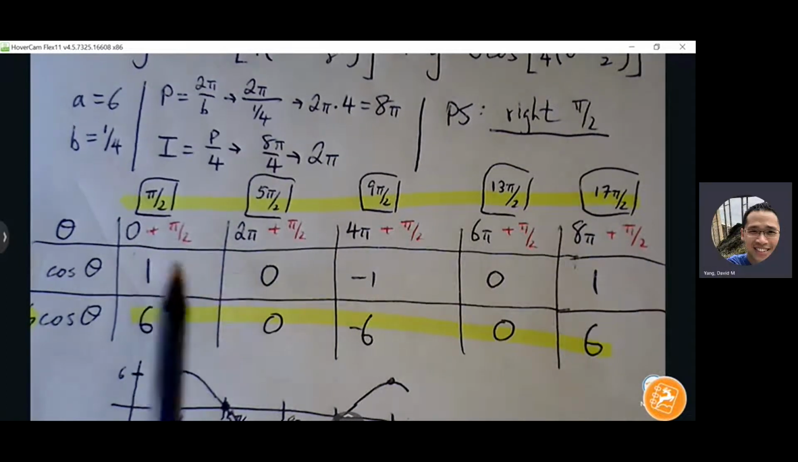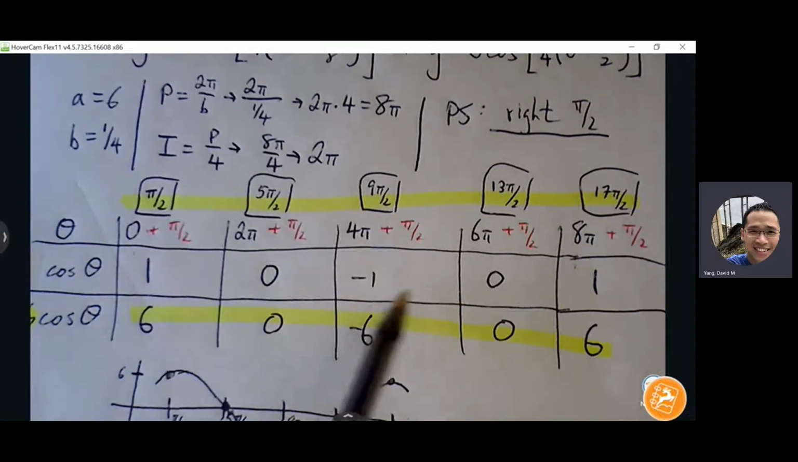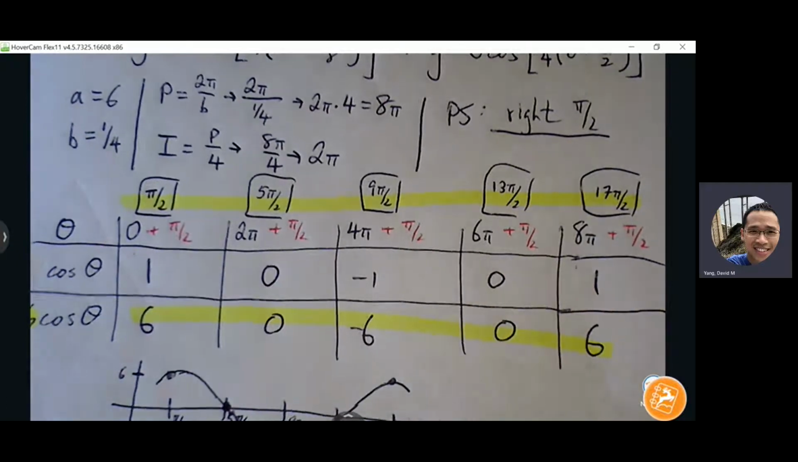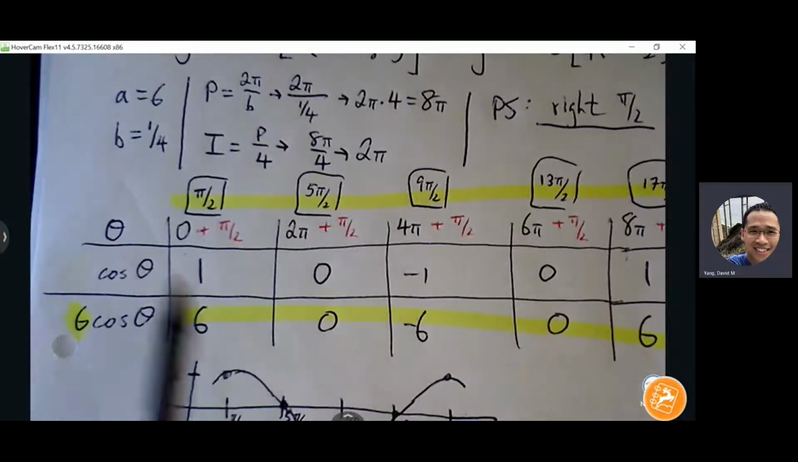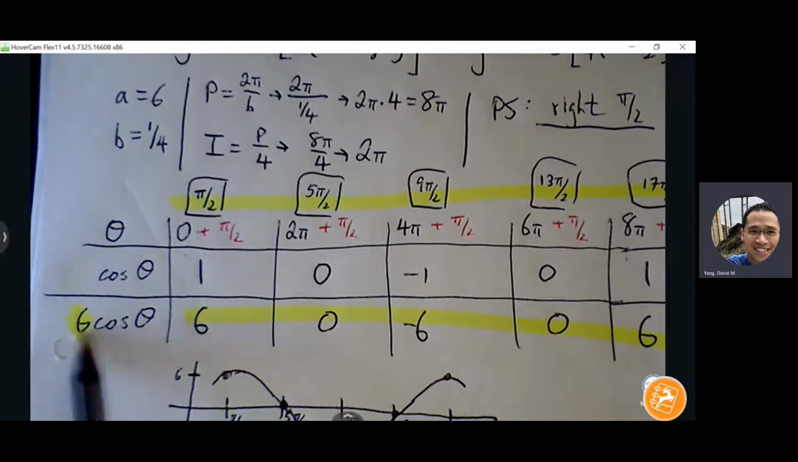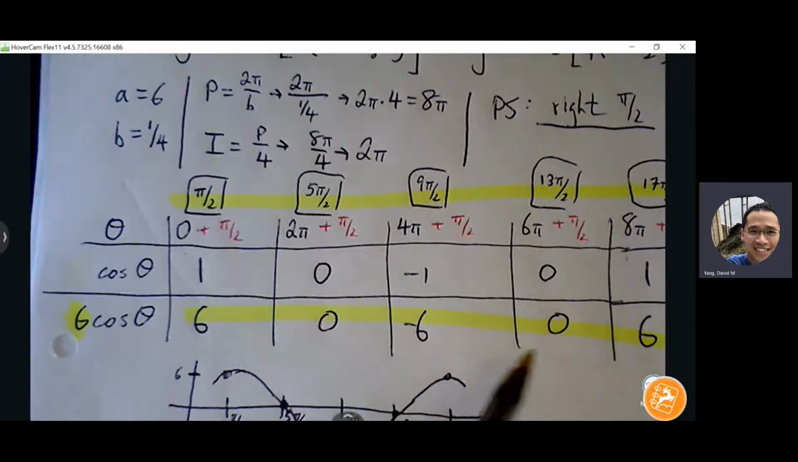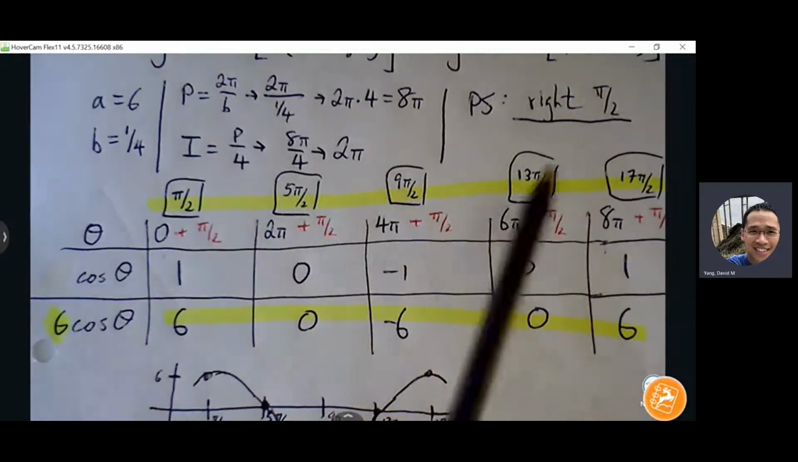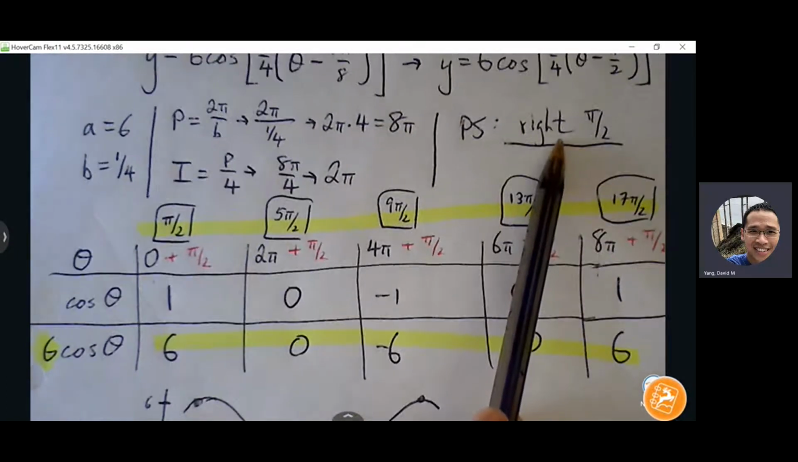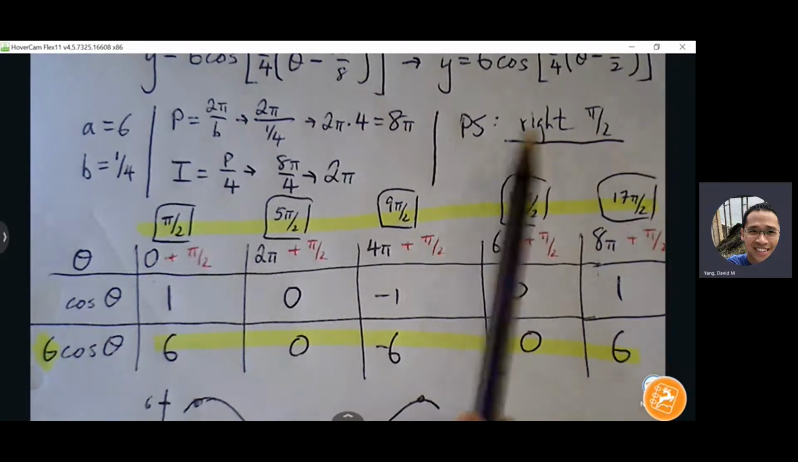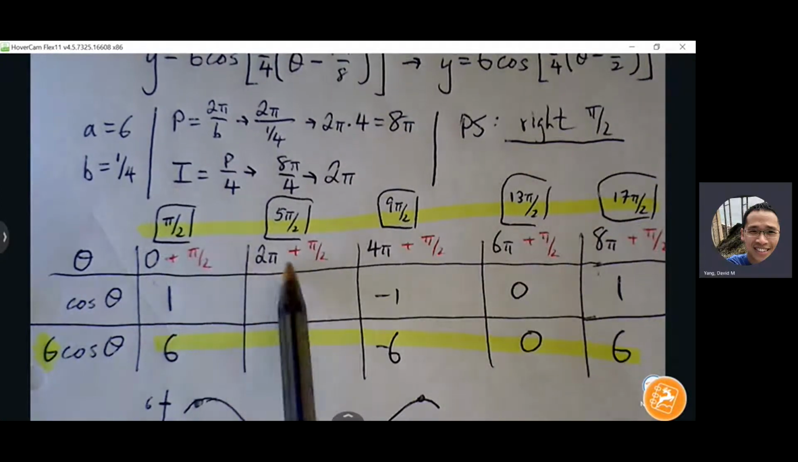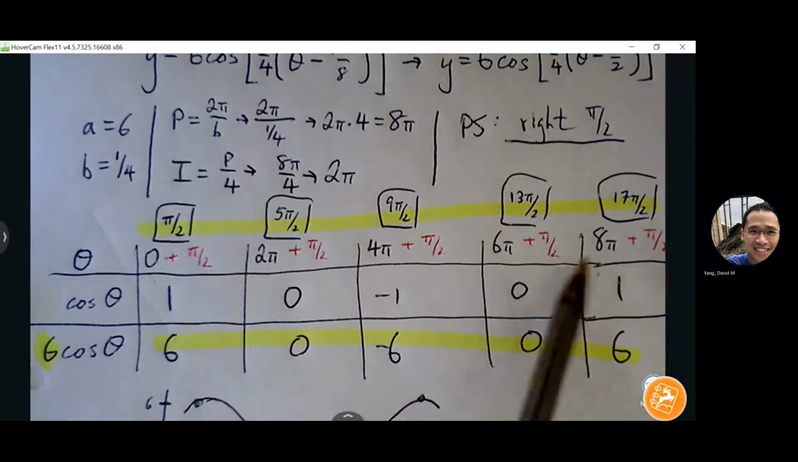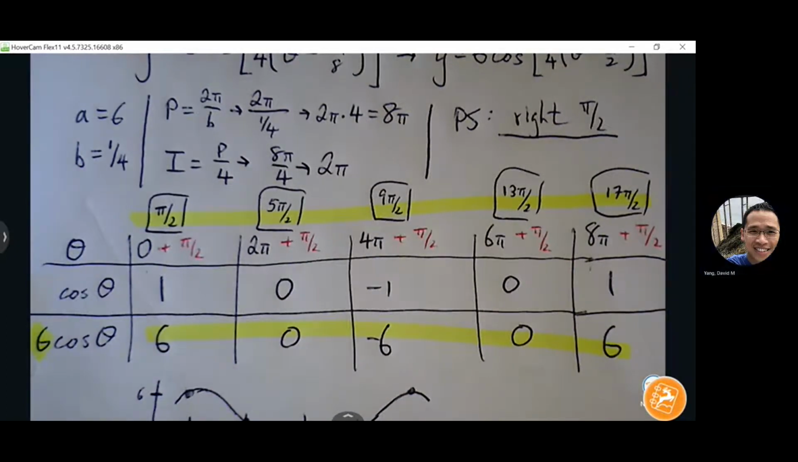And then you build your cosine parent y value. You can also then multiply by the A value with the original cosine y value. And then you understand that phase shift is moving to the right, so we got to add pi over 2 to all the original theta x values. And then we add. If it's a fraction, we have to find a common denominator.